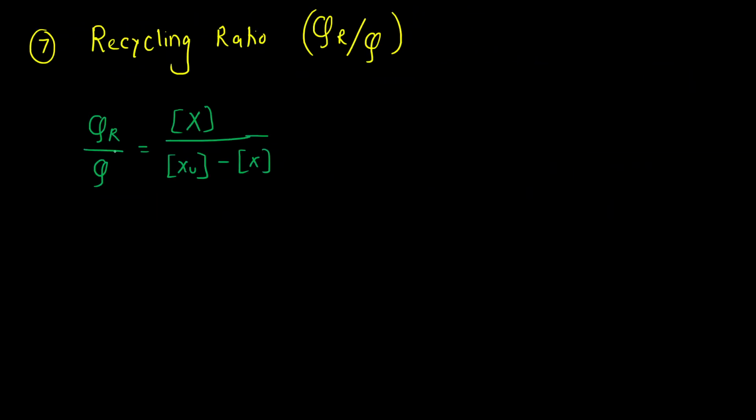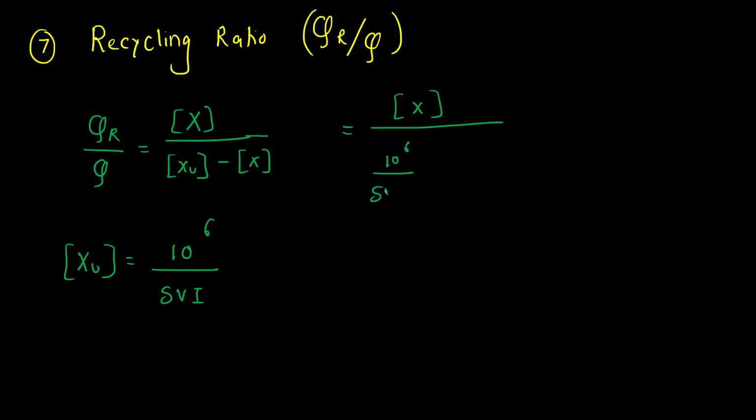Okay, so this is the formula, and in this XU, that is MLSS in underflow, is calculated by 10 power 6 divided by sludge volume index. So this formula also becomes like this: X divided by, instead of XU, you can write 10 to the power 6 by sludge volume index, minus X. So these are all the important formulas.